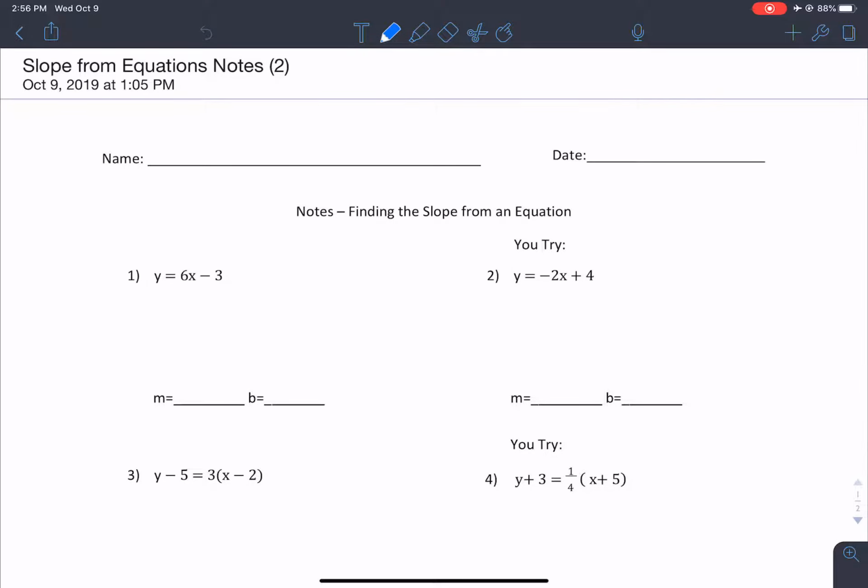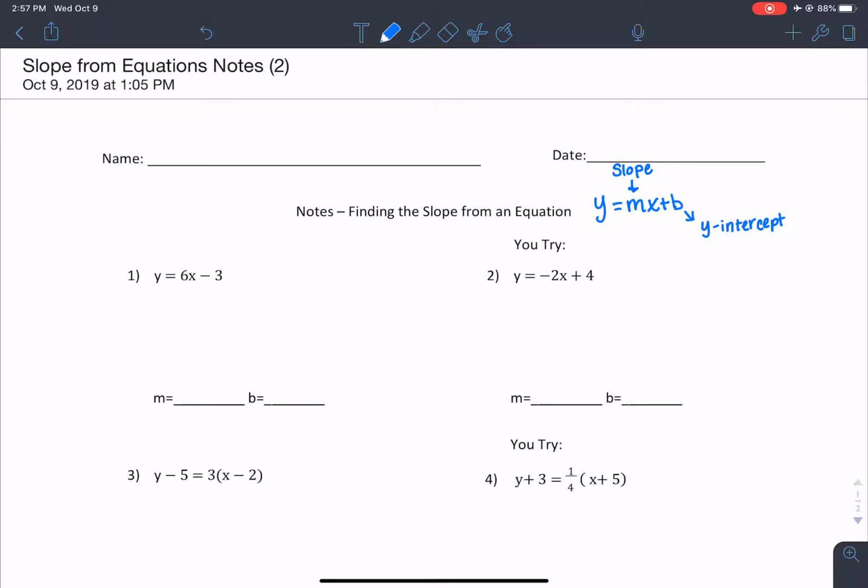Alright guys, so today we're going to talk about how to find the slope from an equation. The first thing you need to know is that all equations are written in the form called slope-intercept form, and it's y equals mx plus b, okay? This number in front of the x, m, stands for the slope of the line. And whatever number you have hanging off the end of the equation, the b, that's the y-intercept.